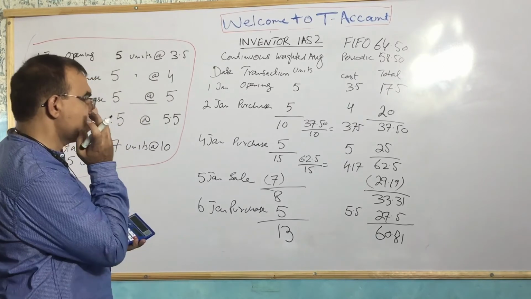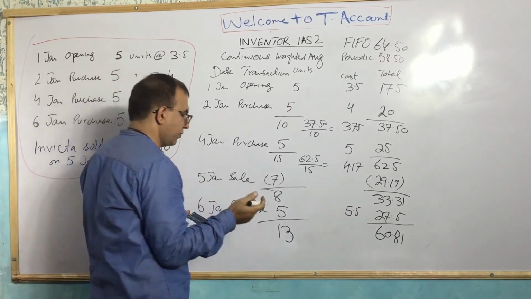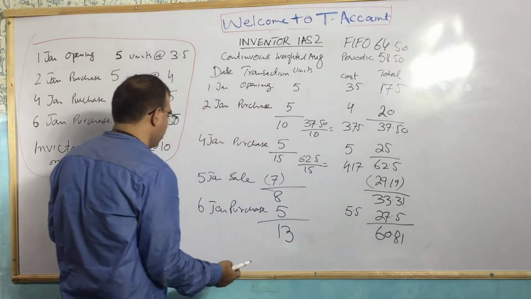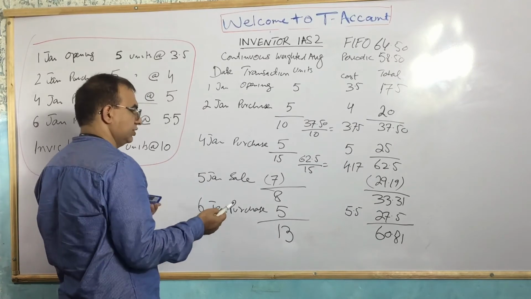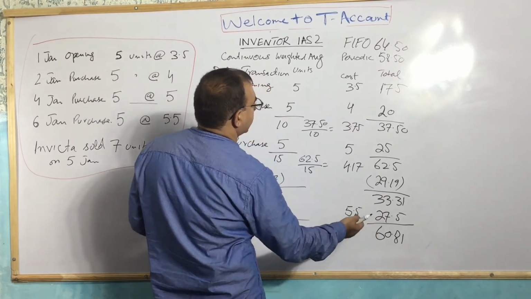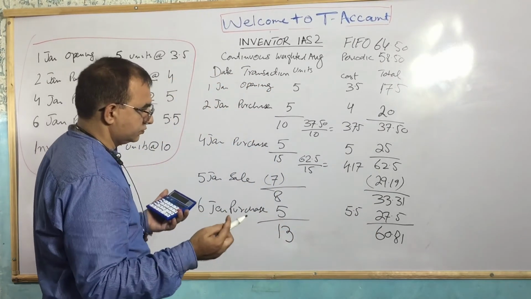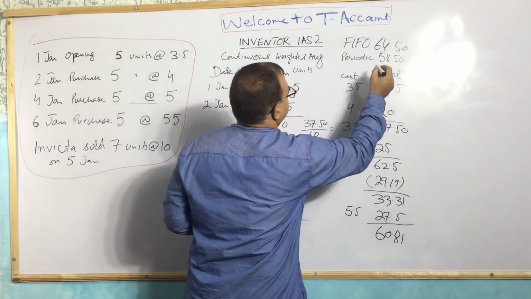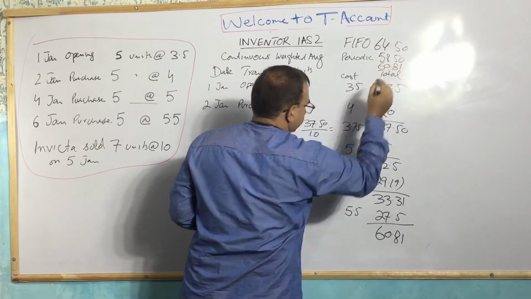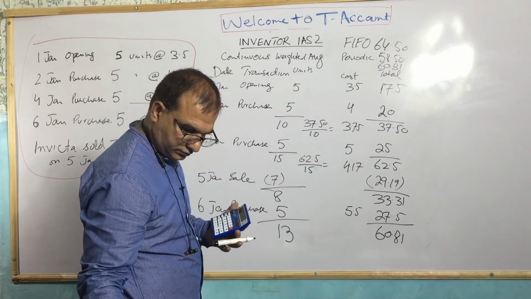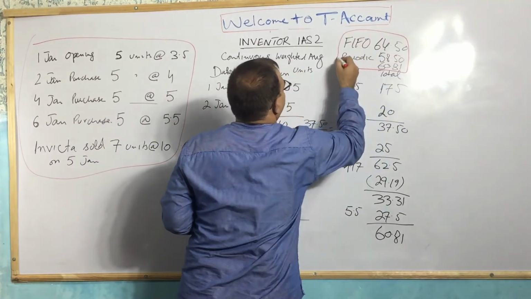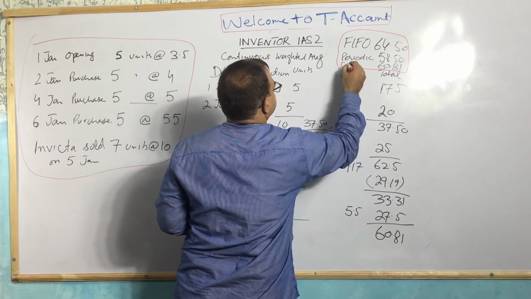Now 13 units, what is the updated per unit rate? Although we have already got that closing stock, we know at this closing date we have 13 units and the total value of 13 units. That's our value of closing inventory. How much? 60.81. And that was continuous.